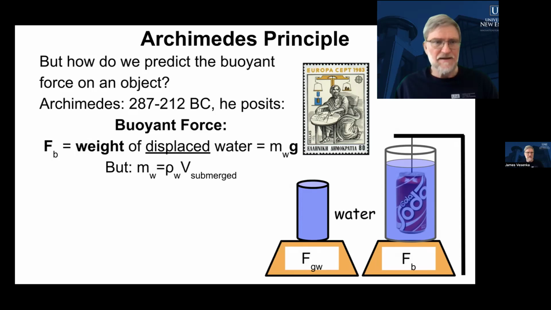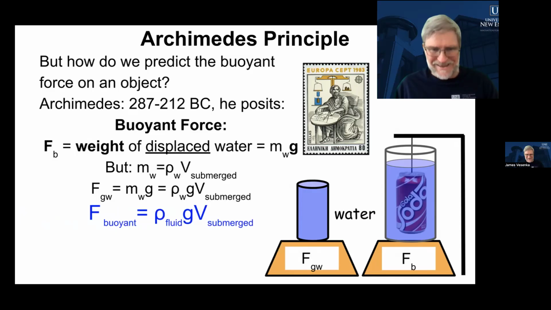Since mass is related to density through density times the volume of the object, we can find the weight of the displaced water. That's the density of water times the gravitational field times the volume submerged. And that, of course, is going to be the buoyant force.